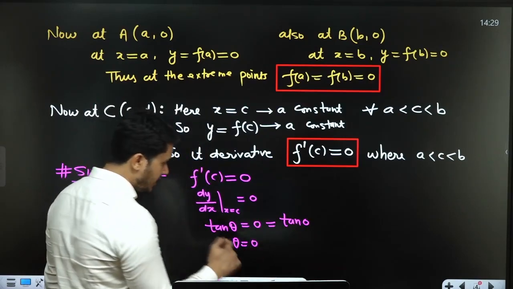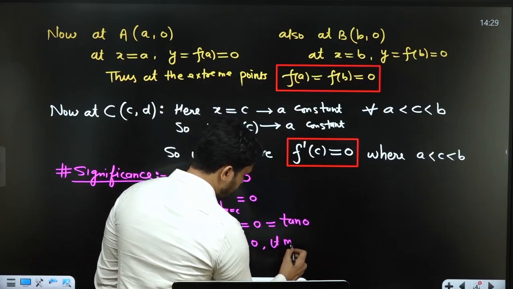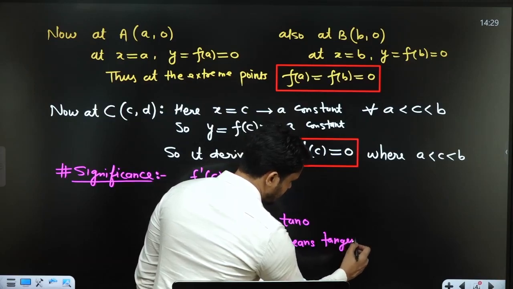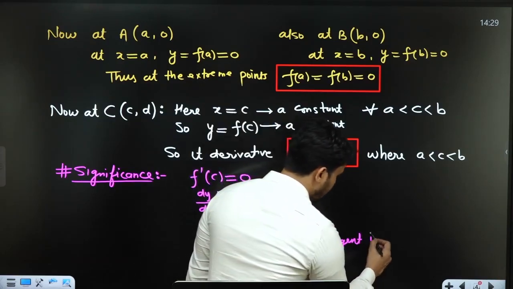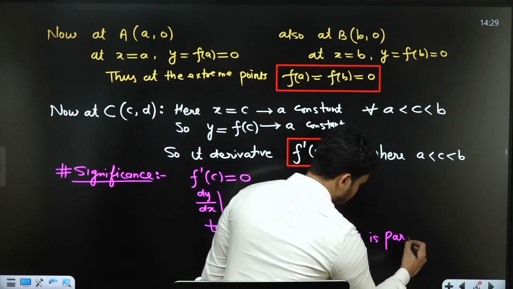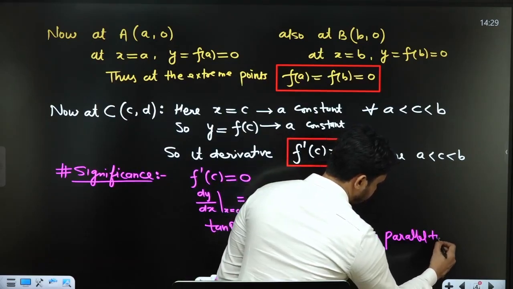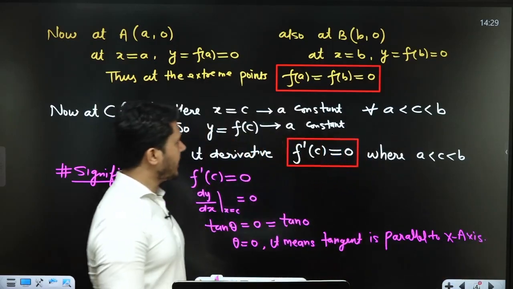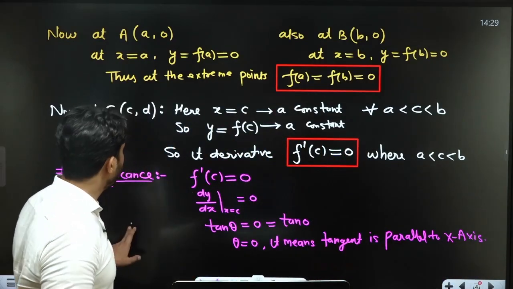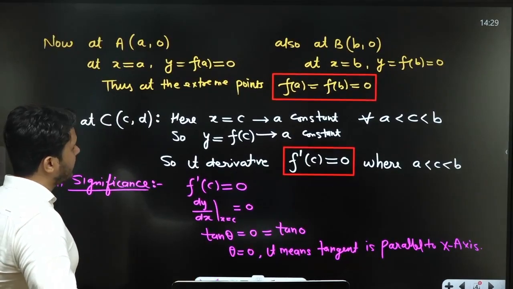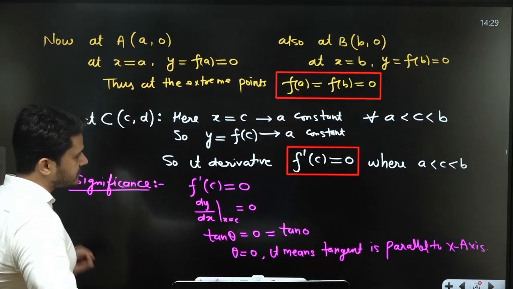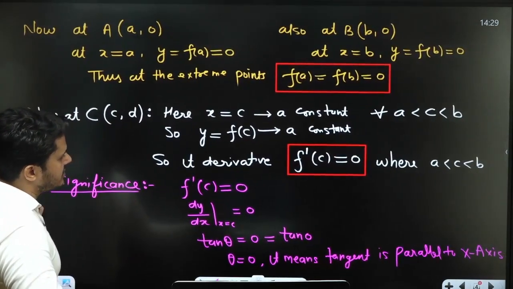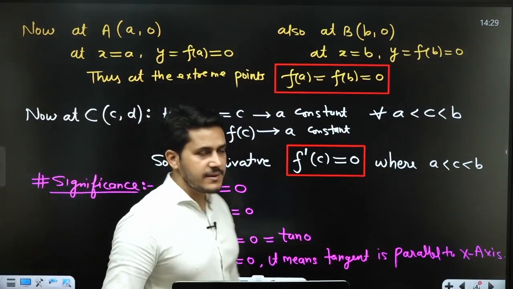Theta equal to 0. It means the tangent is parallel to the x-axis. So this is the significance, that there will be a single point c in the given interval a comma b such that the tangent will be parallel to the x-axis. So you have to understand the complete thing in this way.